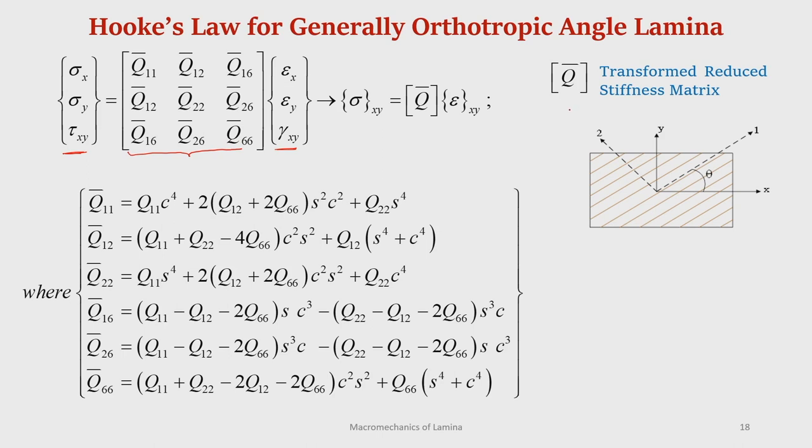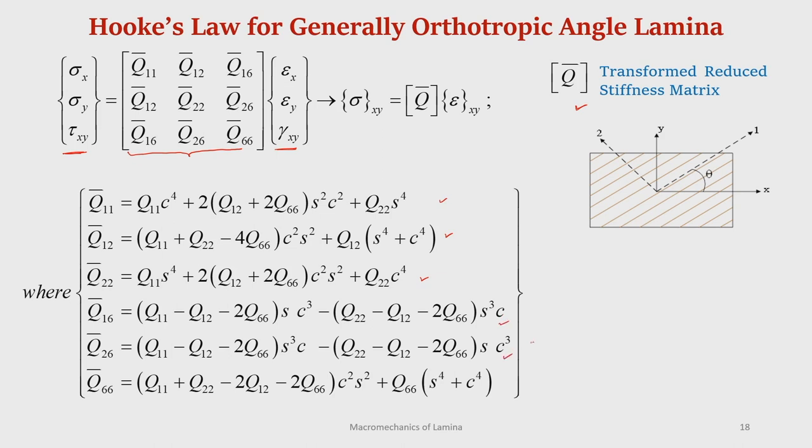This Q bar is called the transformed reduced stiffness matrix. If you remember, Q was the reduced stiffness matrix because we reduced from 3 dimensions to 2 dimensions, and now it is transformed from 1-2 to x-y. We have already established the relationship between stresses and strains in the 1-2 axis. Now, we have established it with reference to x-y by means of stress and strain transformation. Therefore, it is the transformed reduced stiffness matrix, and this is how all the terms of Q bar are obtained.